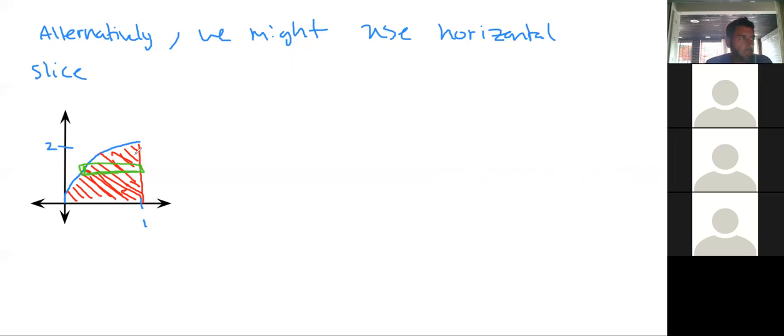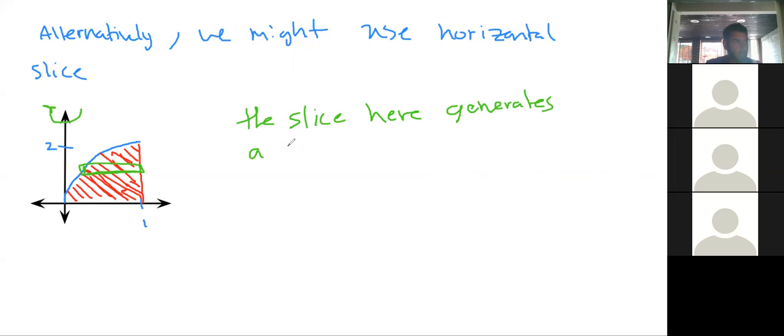and ask myself what happens to that slice, well now, Paul, if that slice is horizontal, when I rotate it, it goes out, back, around, and through. And this time, it creates a washer, if we look at it from this perspective. So when I rotate this slice around the y-axis, the slice here generates a washer.